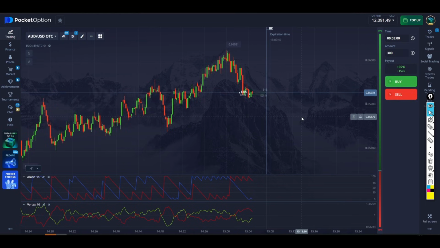I've already opened a trade on the currency pair Australian dollar, US dollar. So let's wait for it to close, and then we'll move on to the strategy parameters.